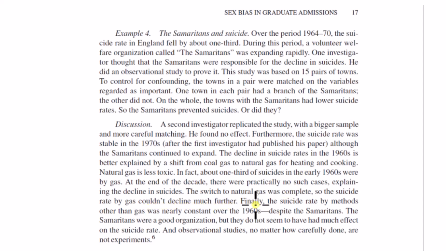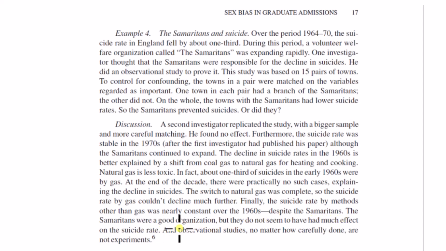They were saying that people would commit suicide with coal gas, and since that wasn't as common, they didn't have an easy method to commit suicide. I guess they're saying people don't want to shoot themselves. That's harder. It's more violent, harder to bring someone to do that. So they're suggesting that switching to natural gas, which is less toxic, left people without an easy way to commit suicide. Finally, the suicide rate by methods other than gas was nearly constant over the 1960s, despite the Samaritans.